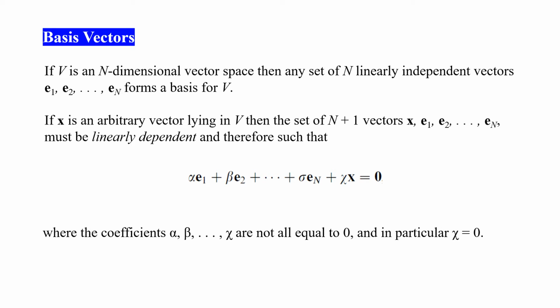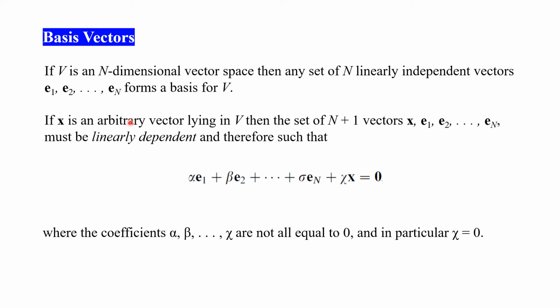Let's define your basis vectors. So if V is an n-dimensional vector space, then any set of n linearly independent vectors, your e1, e2 up to en, forms a basis for your V. So your e1, e2 up to en, we usually call these your basis vectors or your basis.